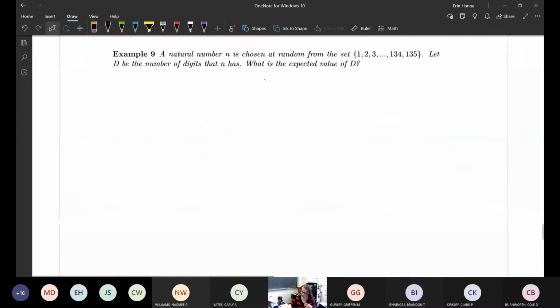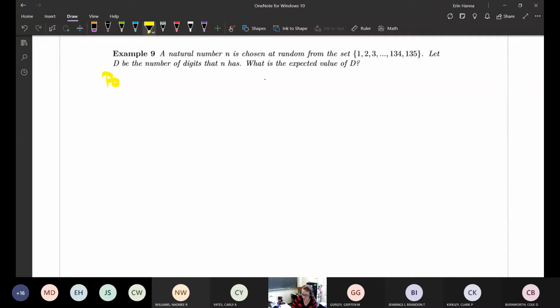But now we have this one where a natural number n is chosen at random from the set of the numbers 1 through 135. Let d be the number of digits that n has, and what is the expected value of d? So essentially we have to find the possible number of digits, and then the probability of getting that number of digits.